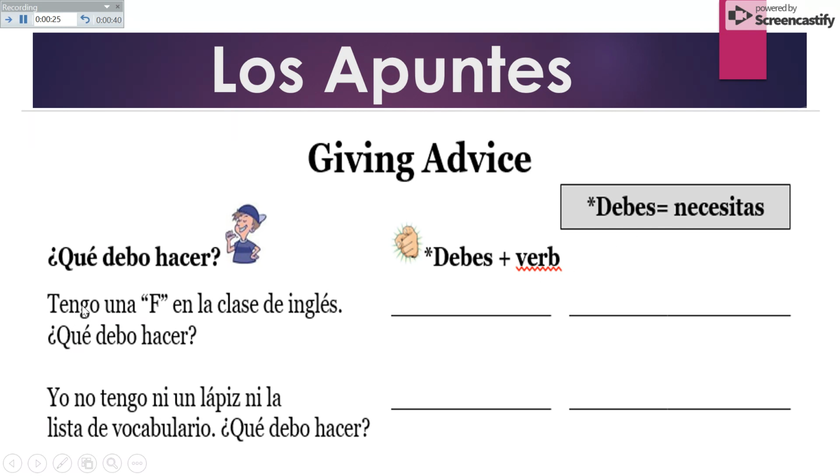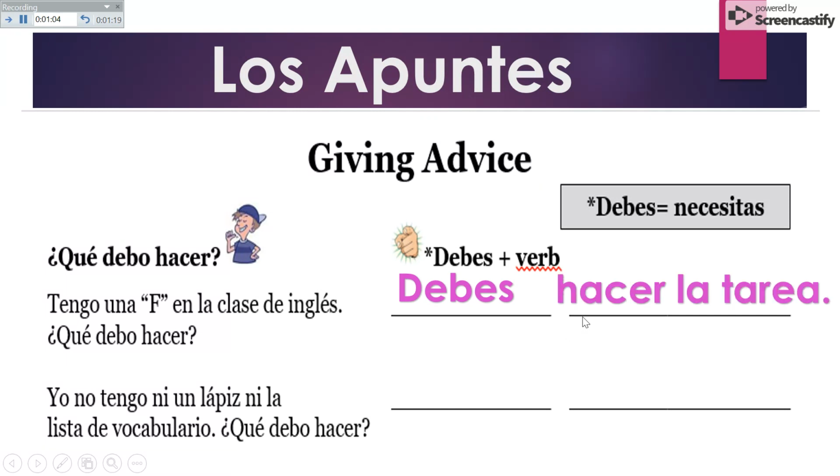If someone were to approach you and say, "Tengo una F en la clase de inglés. ¿Qué debo hacer?" What advice would you give that person? Well, first, you would use the verb debes. Then, because that person is getting an F in class, you might recommend that they do their work or study. There are a number of other pieces of advice that you can give them, but for the sake of this example, we're going to go with do your work. If you remember from a previous unit, the word for to do your work is hacer la tarea.